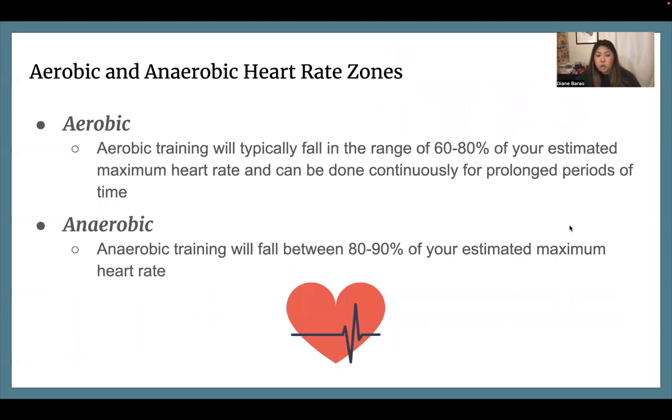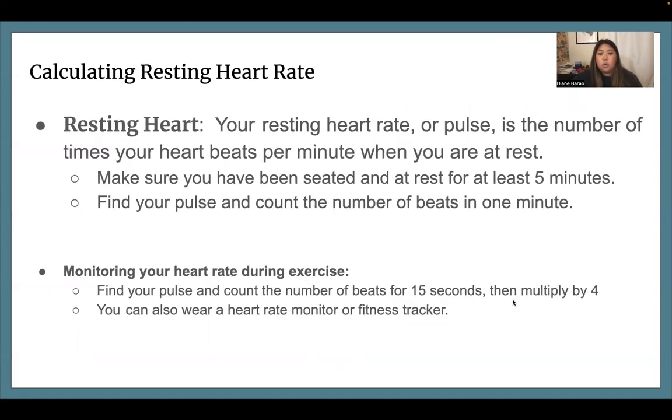Heart rate zones. So aerobic training will typically fall in the range of 60 to 80% of your specific estimated maximum heart rate. Anaerobic training will fall between 80 to 90% of your estimated maximum heart rate. So you will be calculating your resting heart rate. You can do it manually inside of your wrist or the side of your neck, or if you have an Apple Watch or Fitbit or any type of heart rate monitor, you can use that as well. If you are doing it manually for your resting heart rate, remember to rest for at least 5 minutes before you record it.